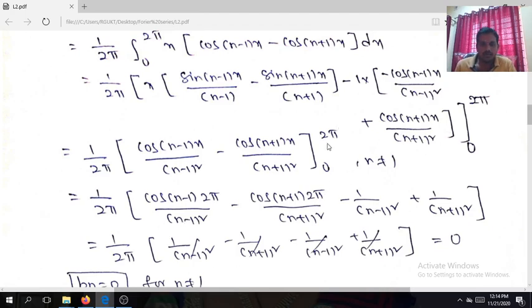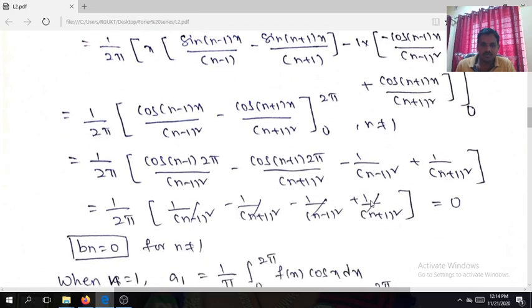I'm going to substitute the limits. Upper limit 2 pi: cos of n minus 1 into 2 pi divided by n minus 1 whole square, minus cos of n plus 1 into 2 pi divided by n plus 1 whole square. The upper limit is over. Next, the lower limit: minus cos 0 divided by n minus 1 whole square is nothing but 1 divided by n minus 1 whole square, that minus into minus, plus 1 divided by n plus 1 whole square.